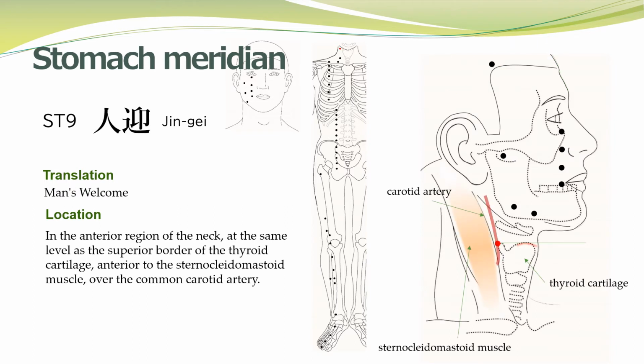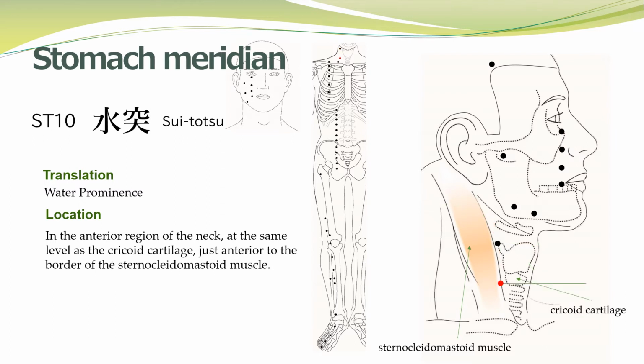ST9. Man's welcome. In the anterior region of the neck, at the same level as the superior border of the thyroid cartilage, anterior to the sternocleidomastoid muscle, over the common carotid artery. ST10. Water prominence. In the anterior region of the neck, at the same level as the cricoid cartilage, just anterior to the border of the sternocleidomastoid muscle.